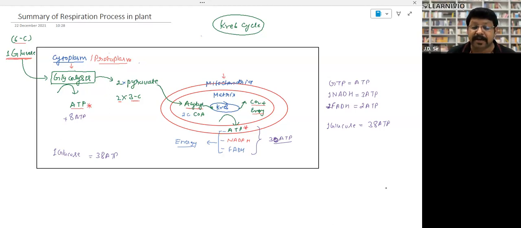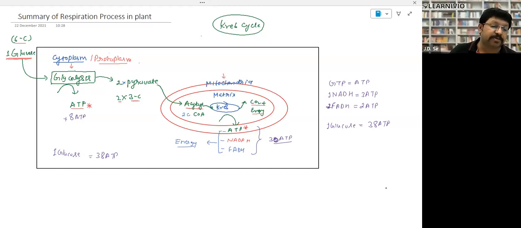So inside the matrix, pyruvate will break down into a 2-carbon compound, acetyl coenzyme A. This acetyl coenzyme A will enter the Krebs cycle, and due to its breakdown, carbon dioxide and energy will be generated. Energy will be generated in the form of ATP, NADH, and FADH2, right? This energy generated in the Krebs cycle is equivalent to 30 ATP, right? So 30 ATP are generated in the Krebs cycle, right?